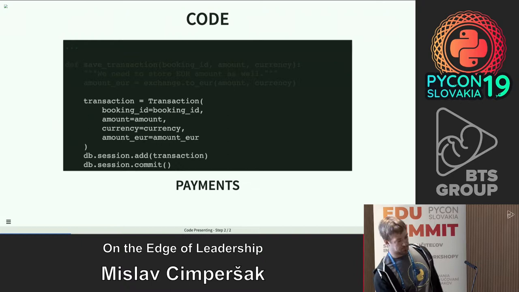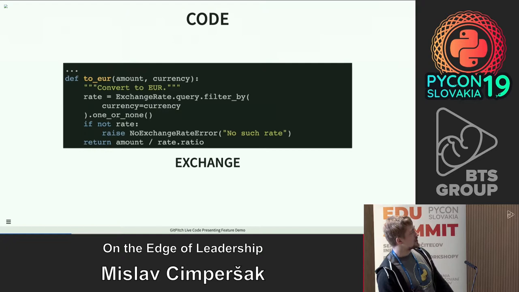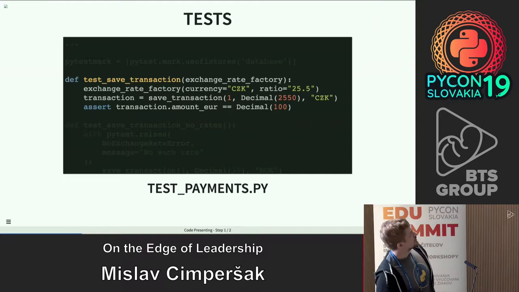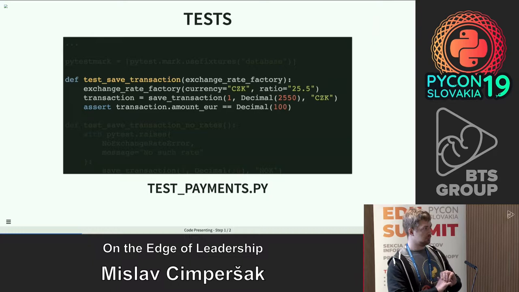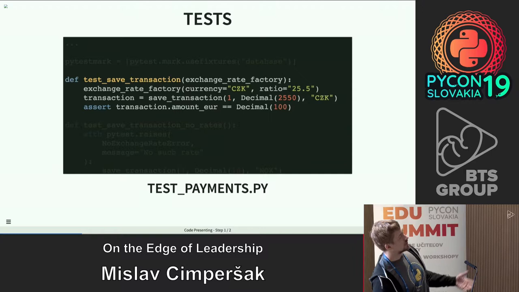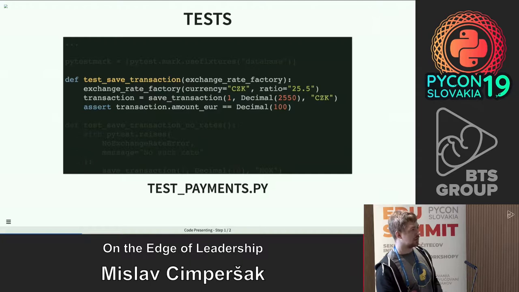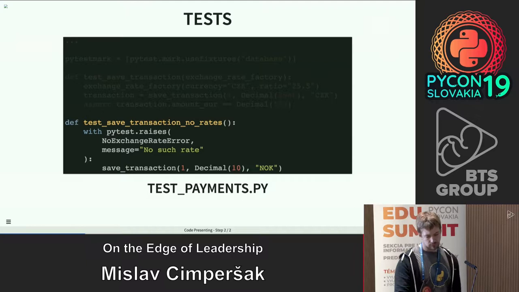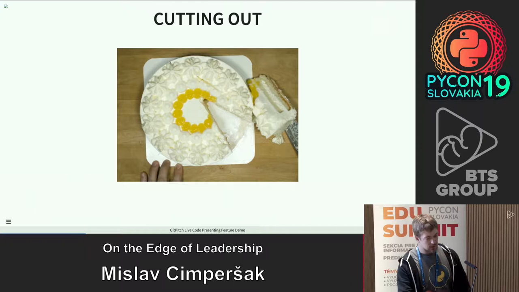And our exchange rates are pretty simple. We get data from the database, make a simple conversion, and that's it. We have some amount in euro as an output. So how can we test it in a really straightforward way? We can start with some factory for a database fixture. I mean, you need to store some rates in the database, and then we just call save transaction. Then we verify that it's saved correctly, everything is converted, stuff like this. And if we don't know how to convert some currency, it should raise an error. So let's cut the stuff out. This should be a really lovely application.